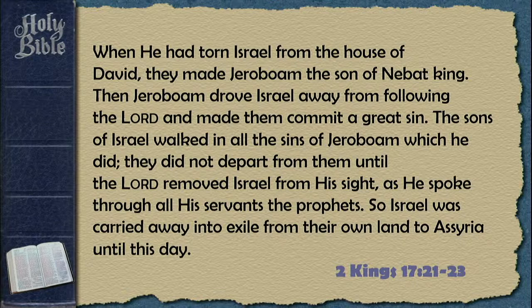What was the great sin? Well, Jeroboam corrupted the worship of Jehovah by setting up golden calf idols in both Dan and Bethel, and changed the place of worship from Jerusalem to these cities under the guise of convenience.